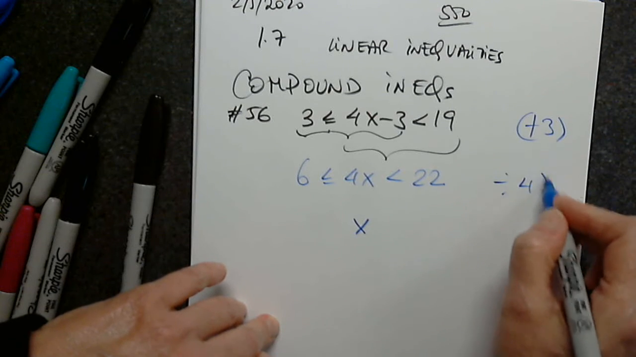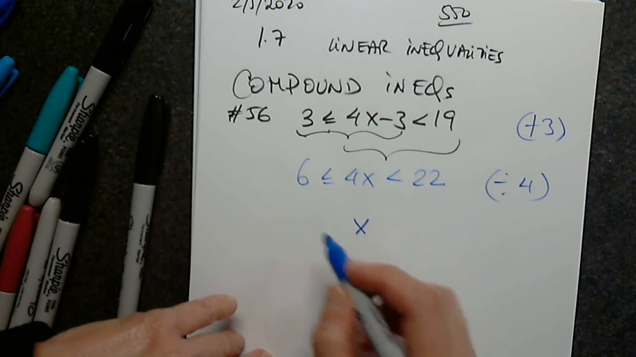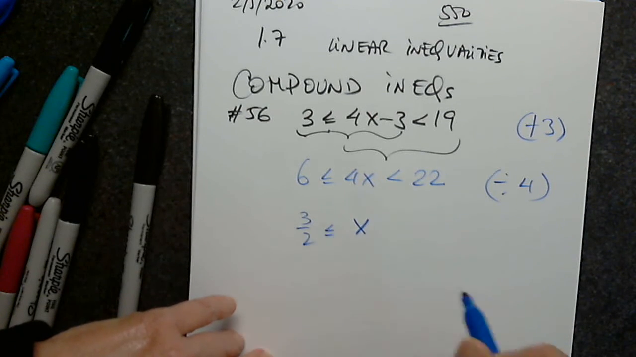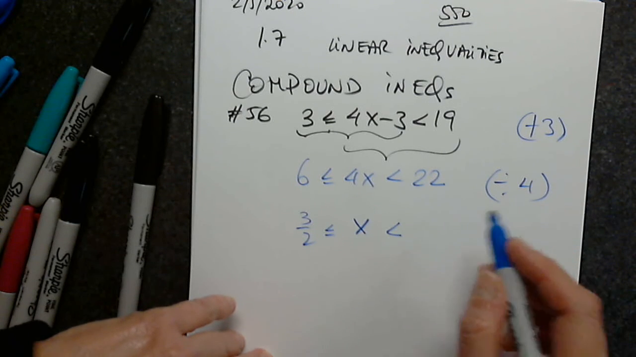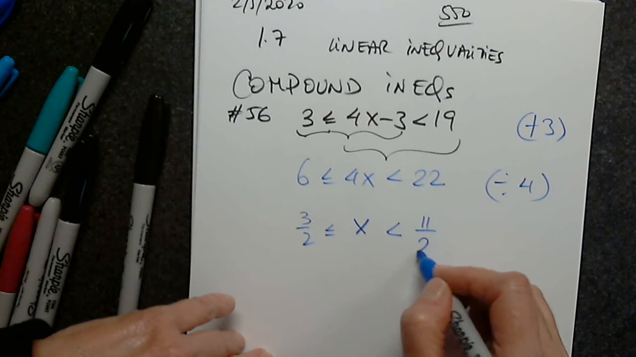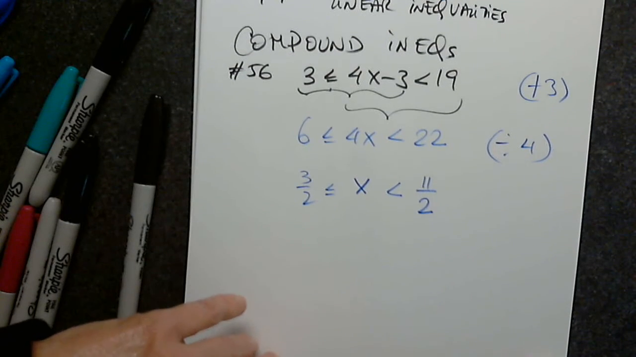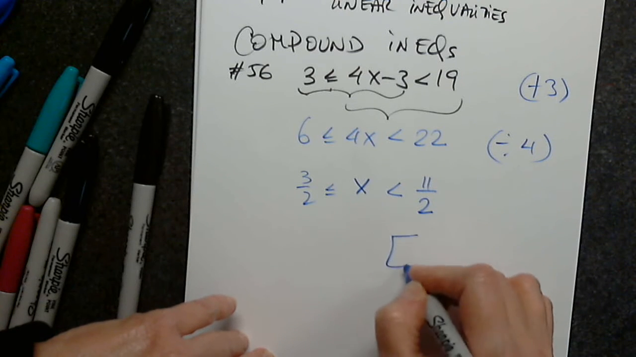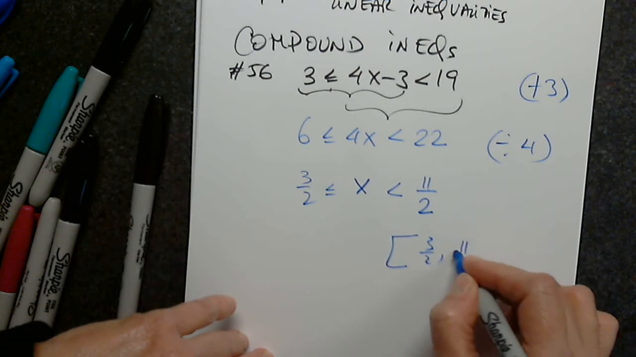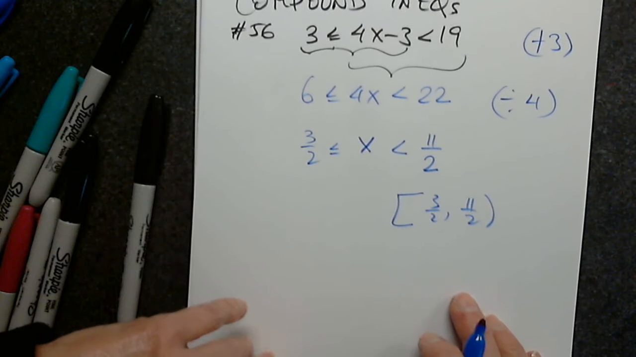Yes, we will divide everything by 4. 6 divided by 4 is 3/2. 4x divided by 4 is x. And 22 divided by 4 is 11 divided by 2. And you don't have to do anything. This is your interval notation. Bracket at 3/2 and parenthesis at 11/2.